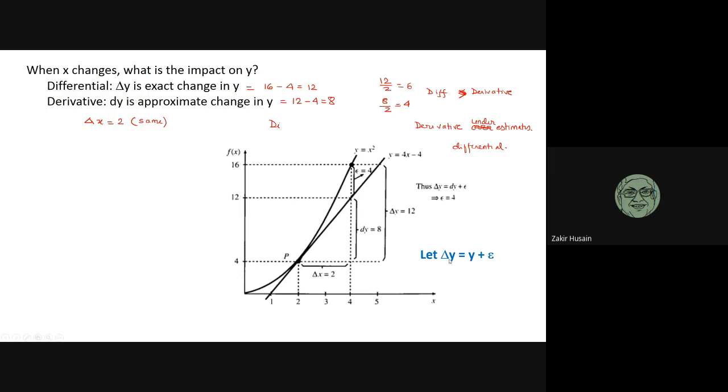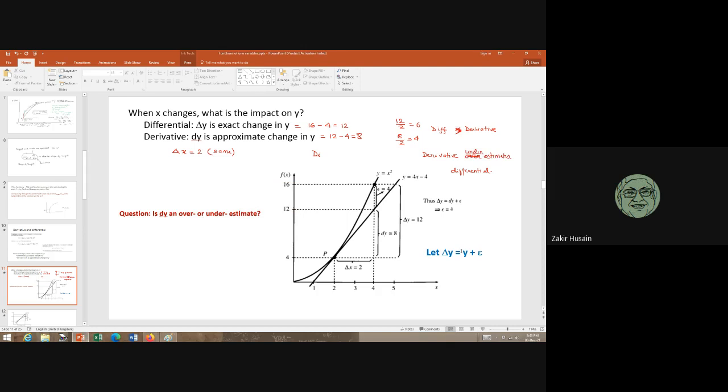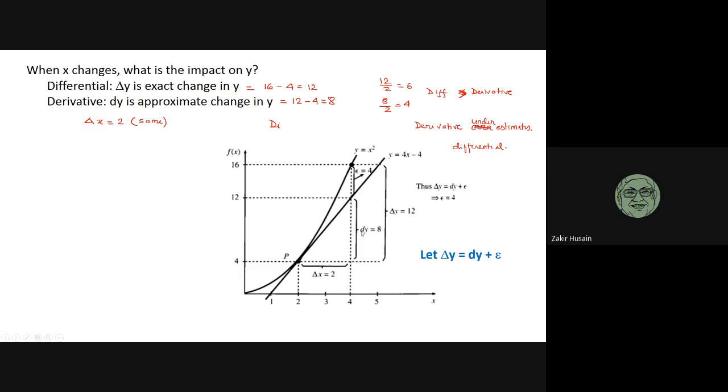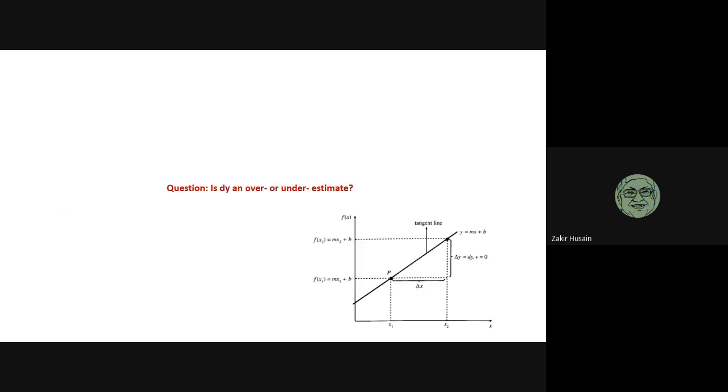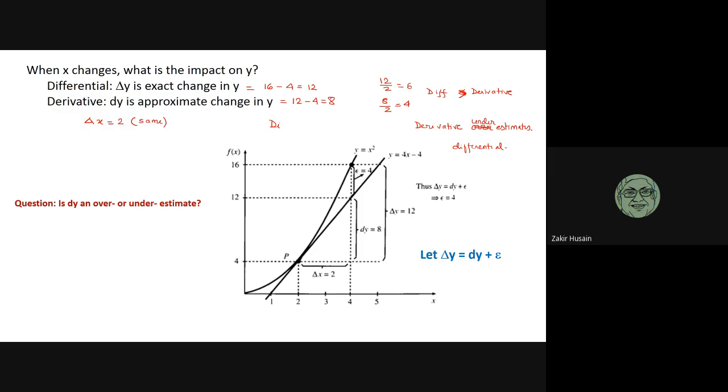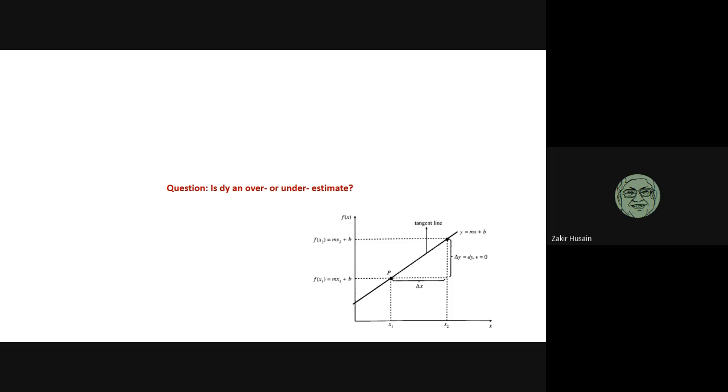And what is the error term? Del y is equal to, sorry, this should be y actually. Del y is dy plus epsilon. This is the error term of 4. So 12 equal to 8 plus 4. Is it clear now? Yes, sir. Okay. So is dy an overestimate or underestimate? And the answer is, it is an underestimation.